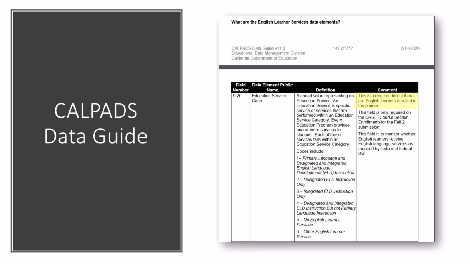One important thing here is you can see that it tells you, again, the CFS field number 9.20. It lists the different education service codes in the definition that you can choose from. And then there's a comment: this field is required if there are English learners enrolled in the course. So that's the expectation, and you can understand why the error is triggering.